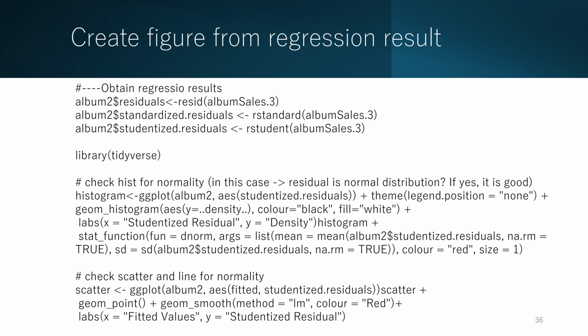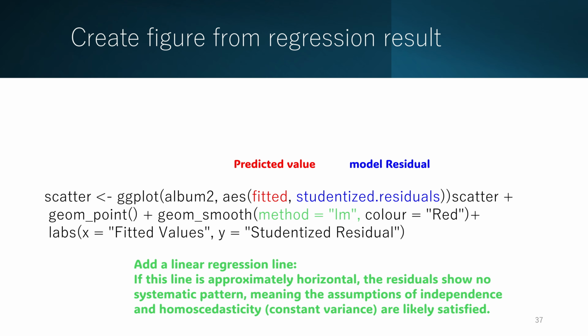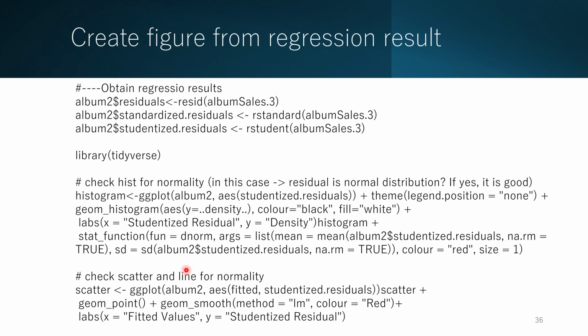Next is creating a figure from the regression result. We can check the normality: extract residuals and make a quick diagnostic plot. Histogram plus normal curve. We can check the residuals by using this command.